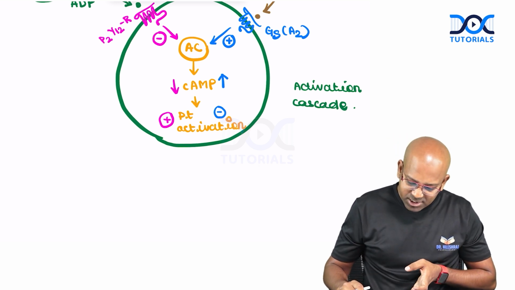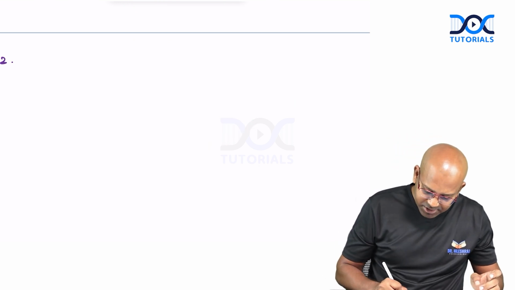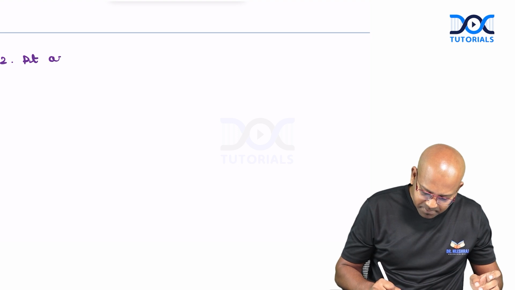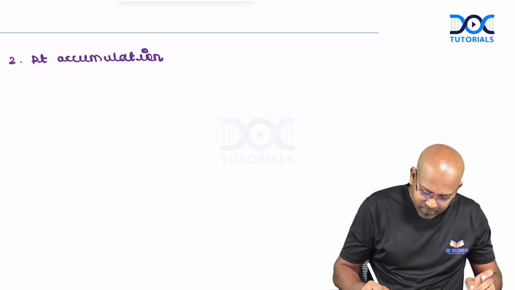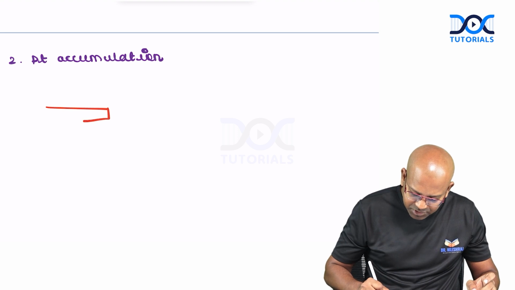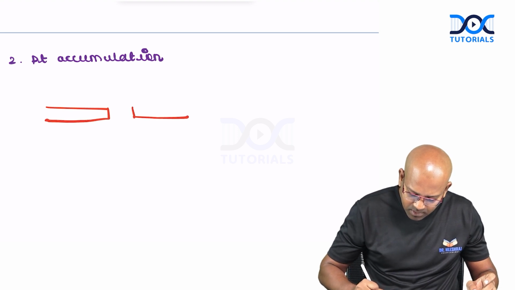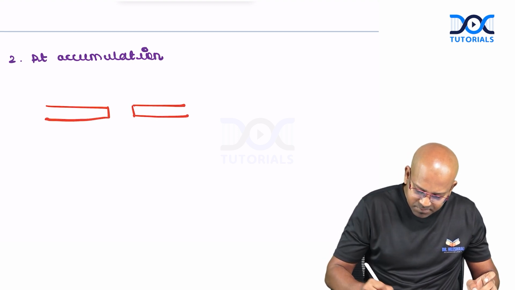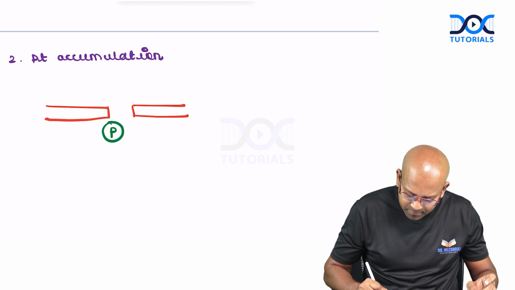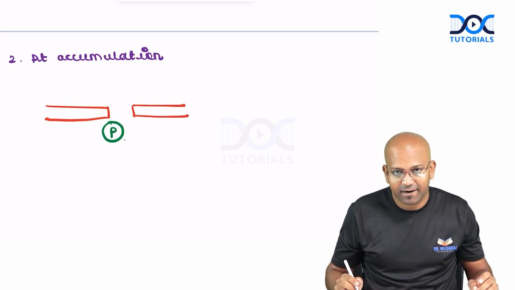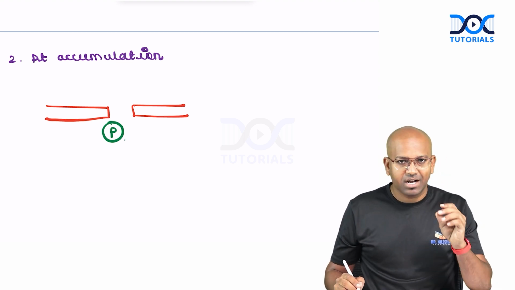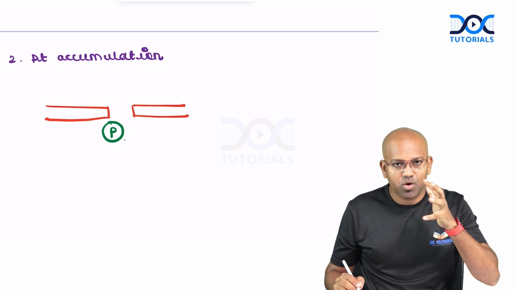Now moving on to the second step, which is called platelet accumulation. The second step is called platelet accumulation. Again, here we have the blood vessels which are getting broken down, and we have the first platelet which is accumulated there, or a platelet which is moving towards that. As I've told, platelets are getting activated. It will start releasing a substance.